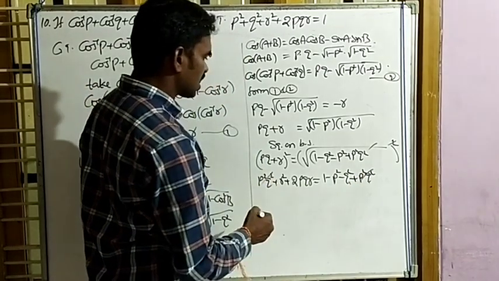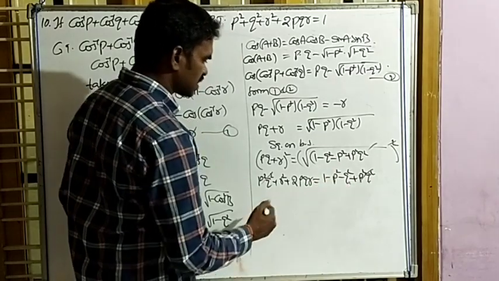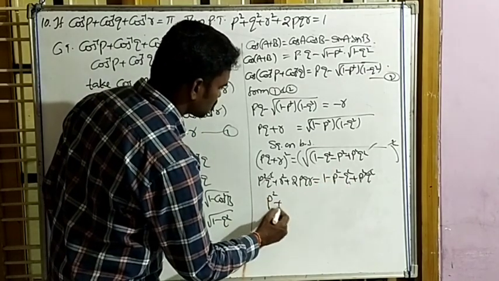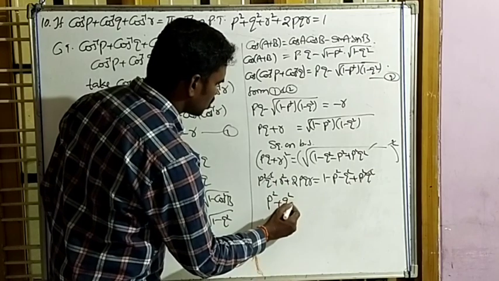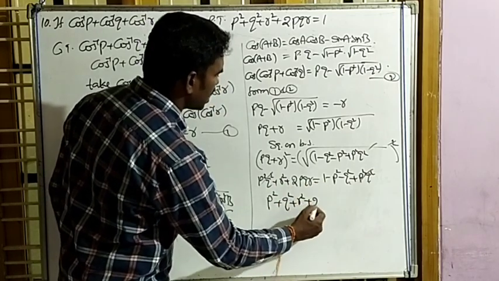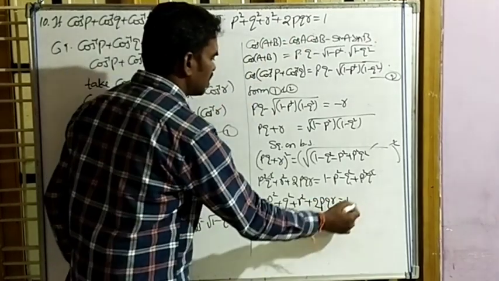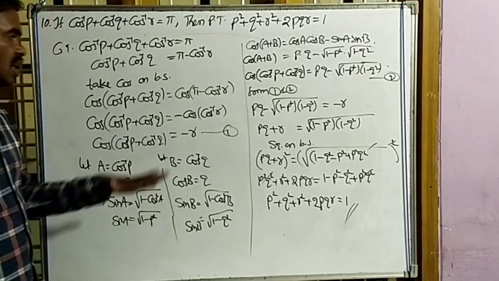Obviously these two terms are cancelled. This minus p square and this minus q square we bring to the left side, it becomes plus p square plus q square. r square as it is, and plus 2pqr as it is, and it is equal to 1. Now check whether we got it or not. Yes.